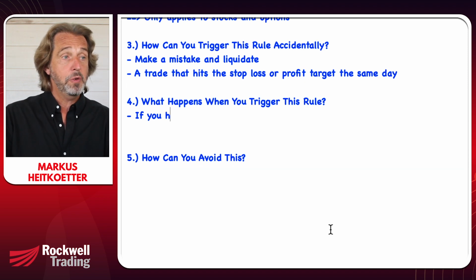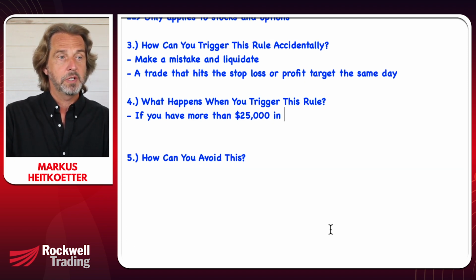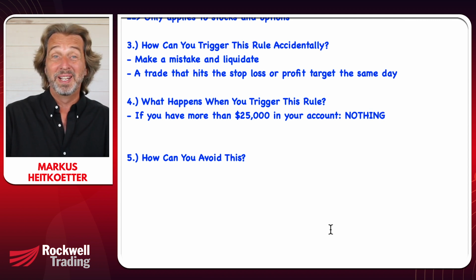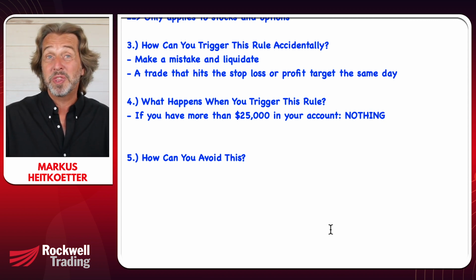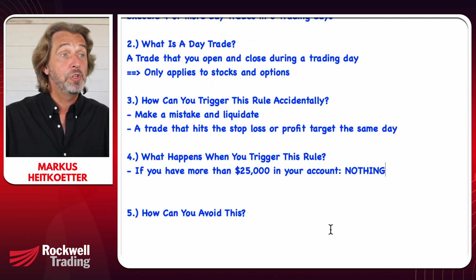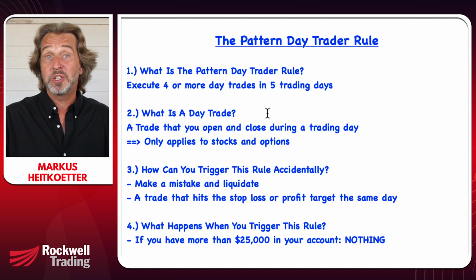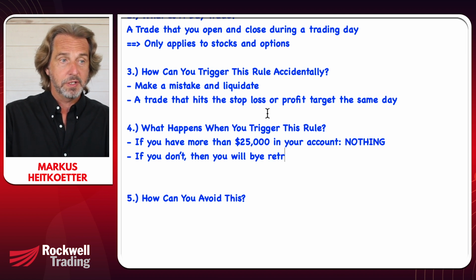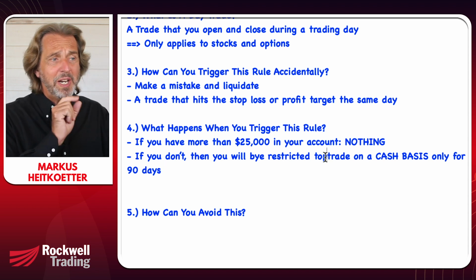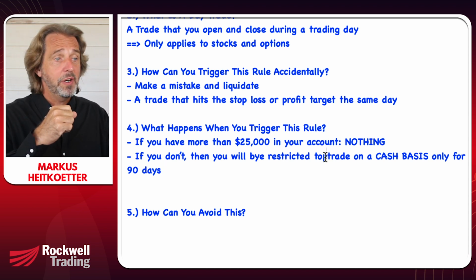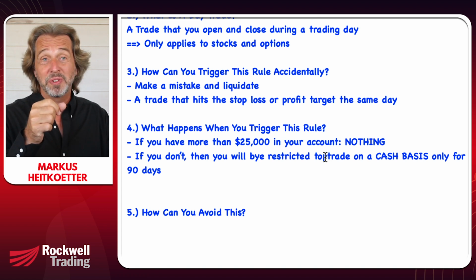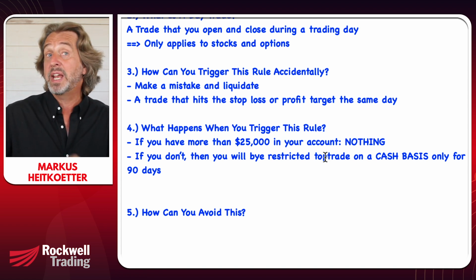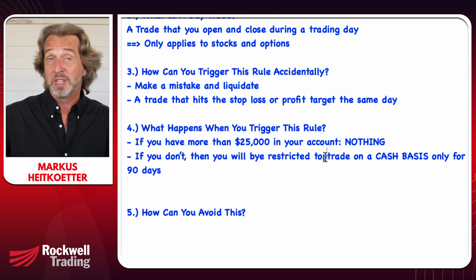Well, what happens when you trigger this rule? First of all, if you have more than $25,000 in your account, nothing, because it doesn't matter, right? Because then you are good, because that's what the pattern day trader rule says: if you are a pattern day trader, then you need to have $25,000 in your account. Now, if you don't, then you will be restricted to trading on a cash basis only for 90 days. So what does this mean? Well, as a day trader, you actually do need a margin account. And when you trigger the pattern day trader rule and cannot put $25,000 in there, this means that now you are restricted to trading with cash only.